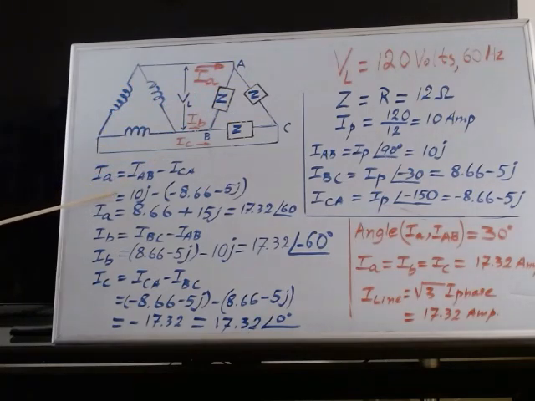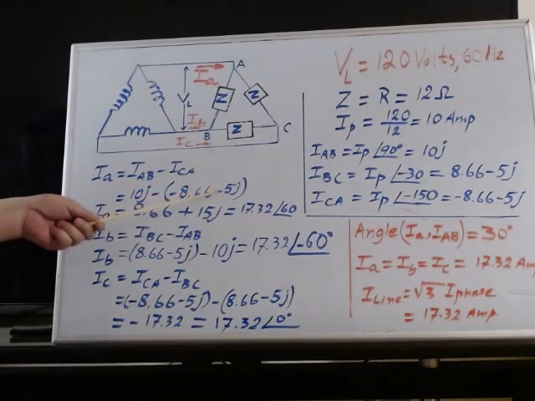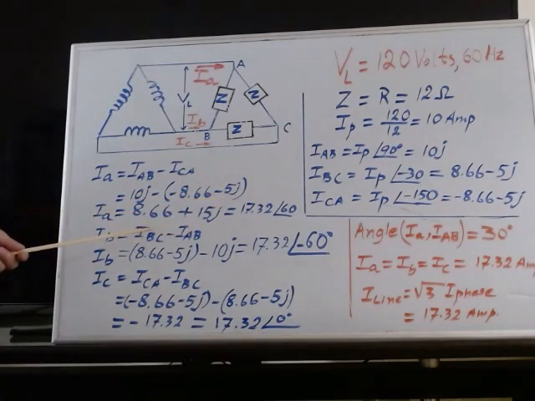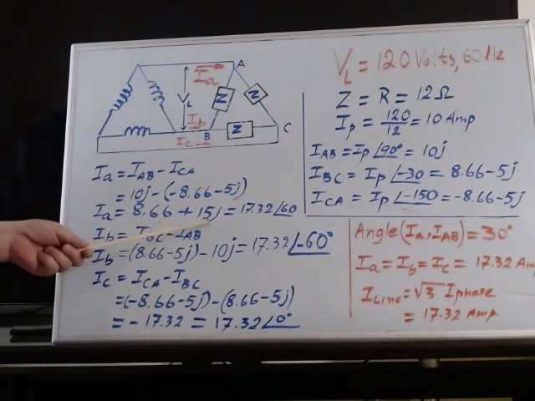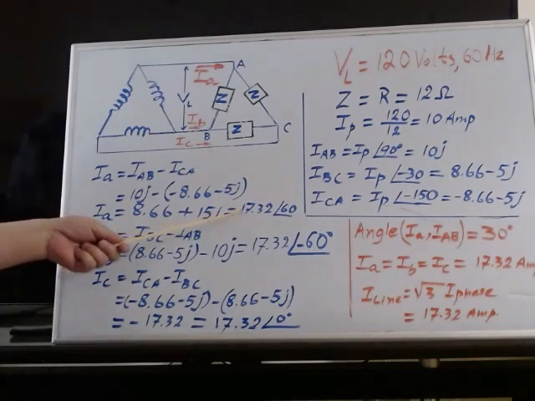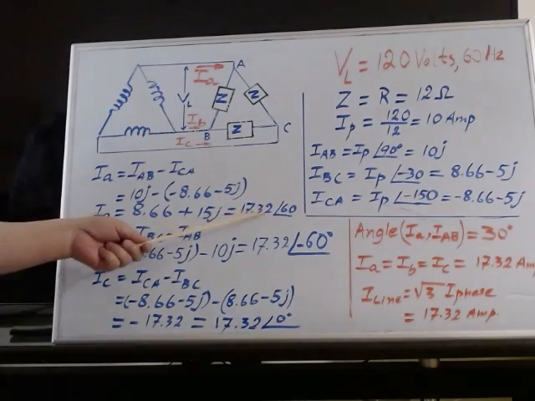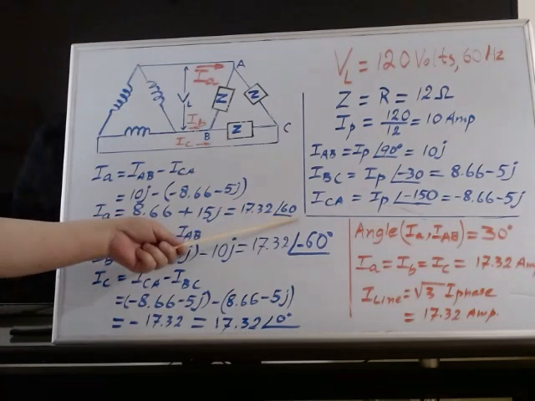So, making the difference in complex numbers, IA is equal to 10J minus (minus 8.66 minus 5J). So after subtraction and addition, you get IA equal to 8.66 plus 15J. That is 17.32 amperes with 60 degrees.